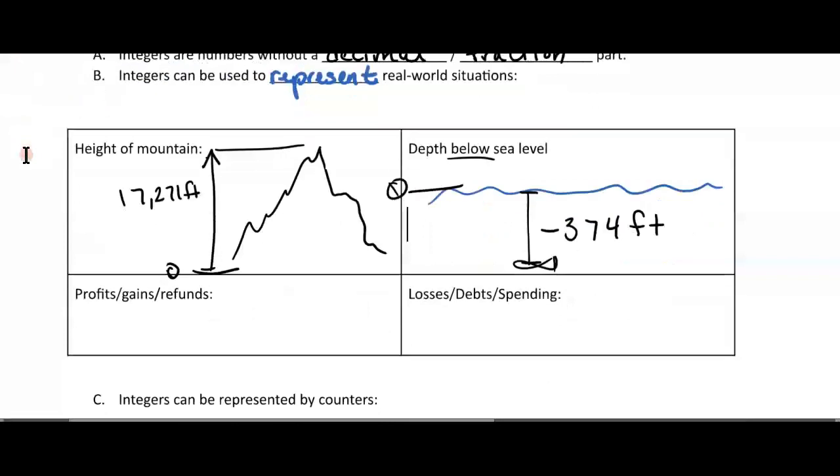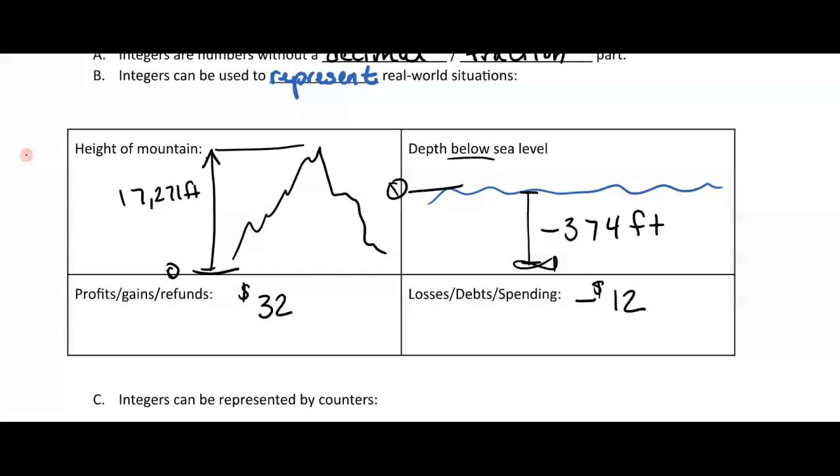I could also represent profits or gains or refunds. I ordered a shirt, turned it back into Amazon, and I got a refund of $32. That means my money went up by $32. I have gained $32. Or I sold some stuff and made a profit of $32. But if I go to the store and I spend $12, that's going to be negative to my account. Or I lose $12 because I bought something high and sold low. So I lost money. Then those are negative numbers.